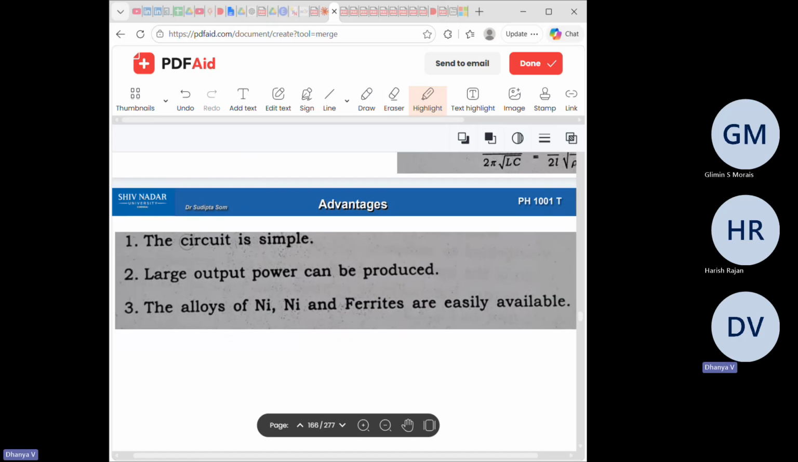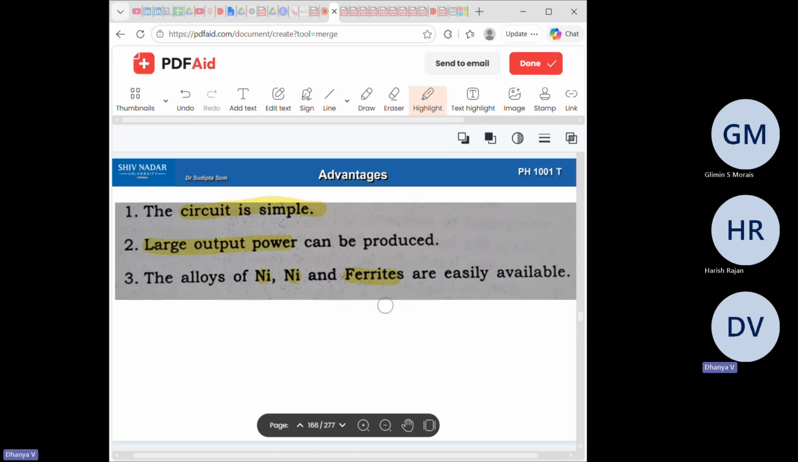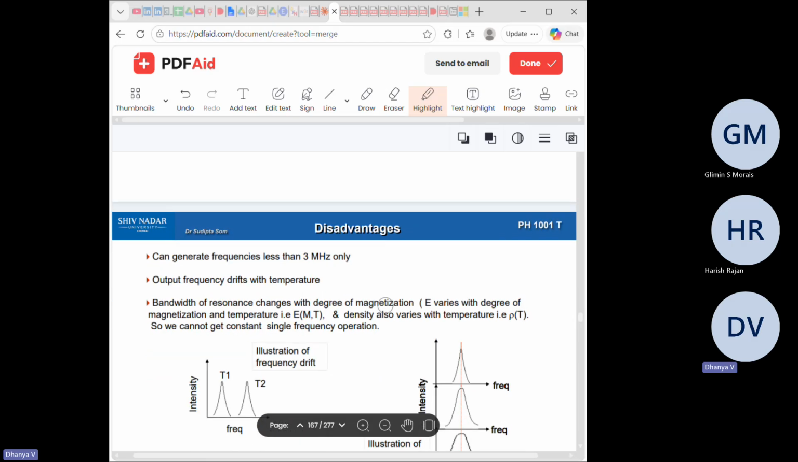Okay, so what are the advantages of it? The circuit is simple. Large output power. And then alloys such as nickel and ferrite, so all of that ferromagnetic material we saw, that is your magnetostrictive material, no? That and all is made up of nickel and ferrite. So all of this is very easily available. So not much of a disadvantage.